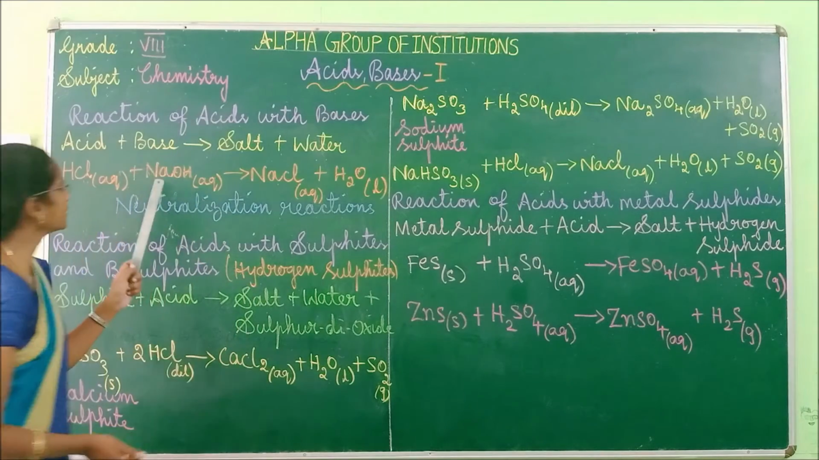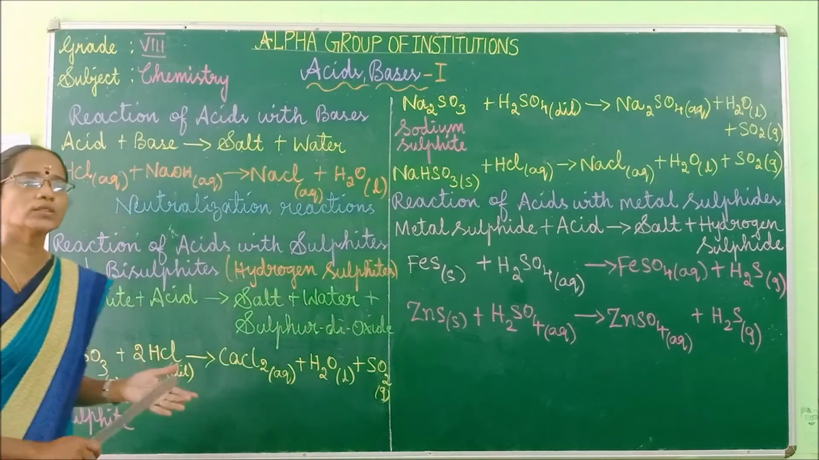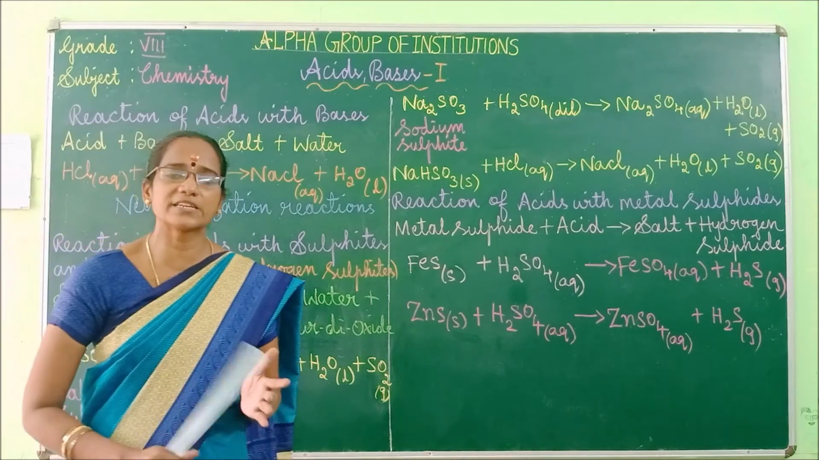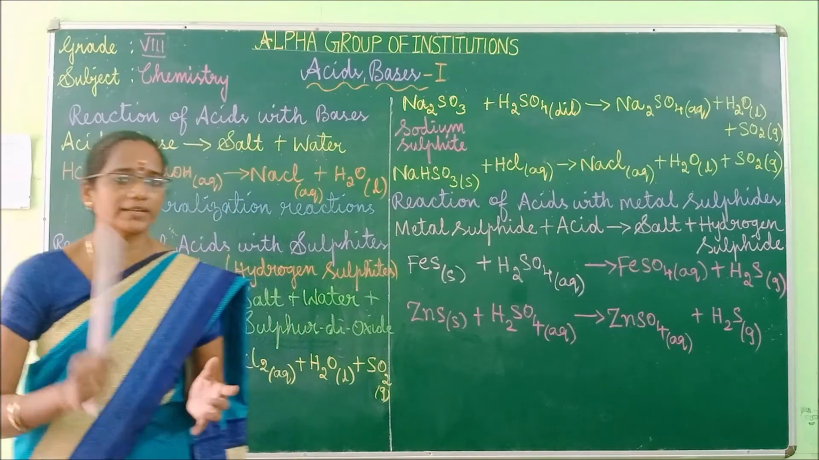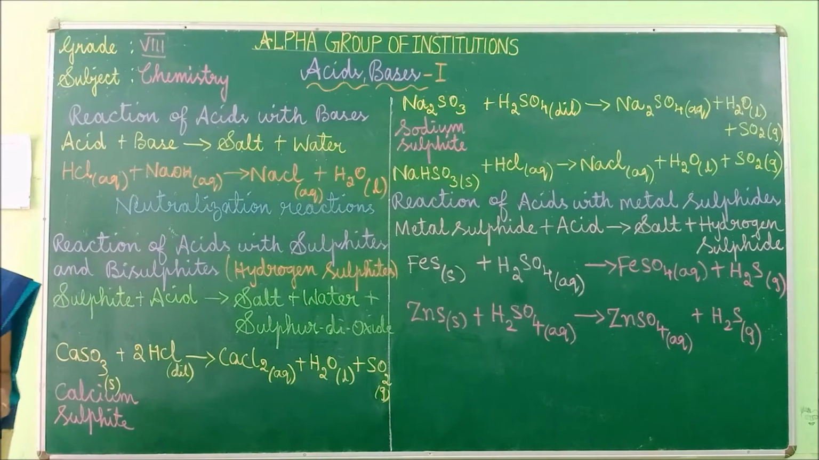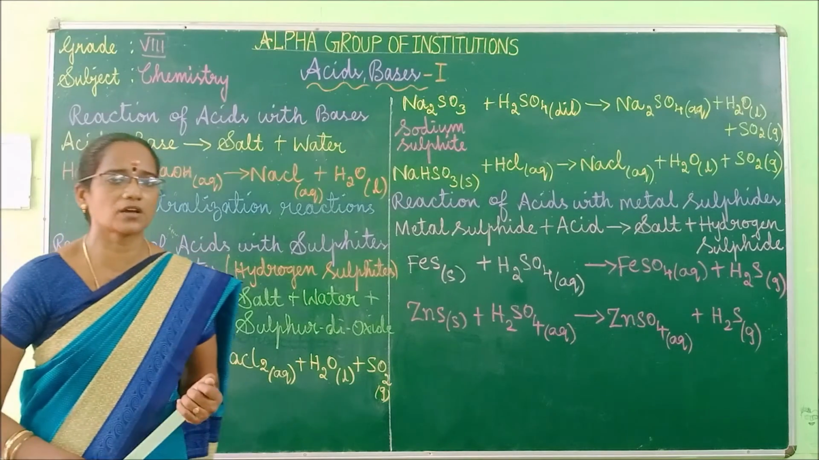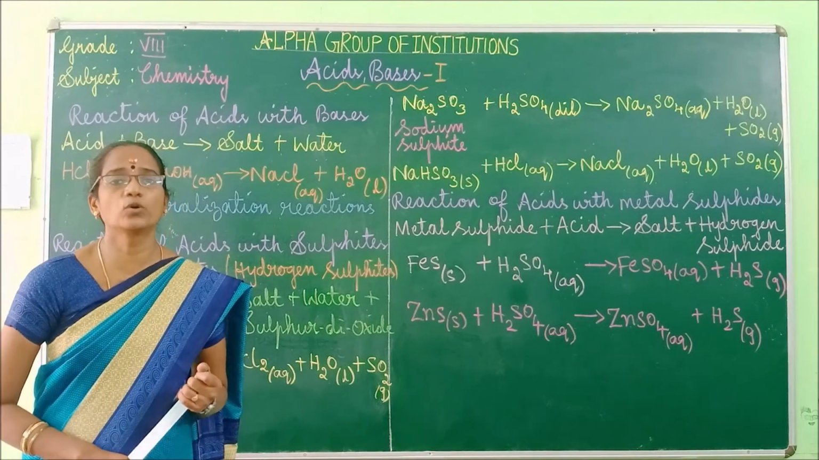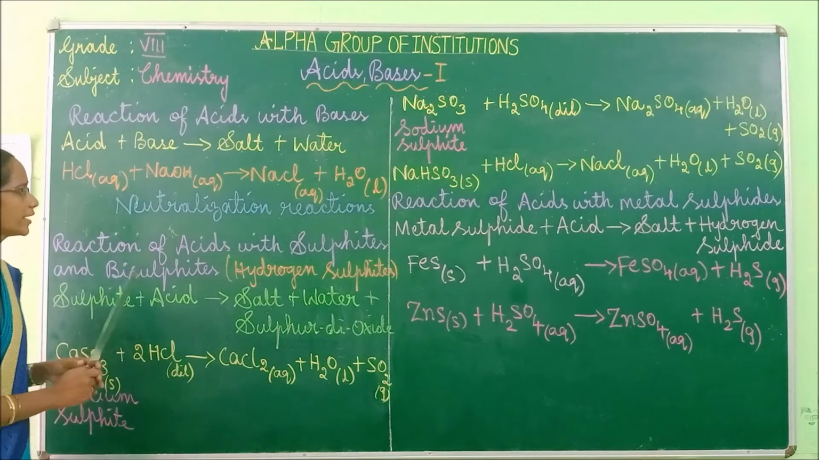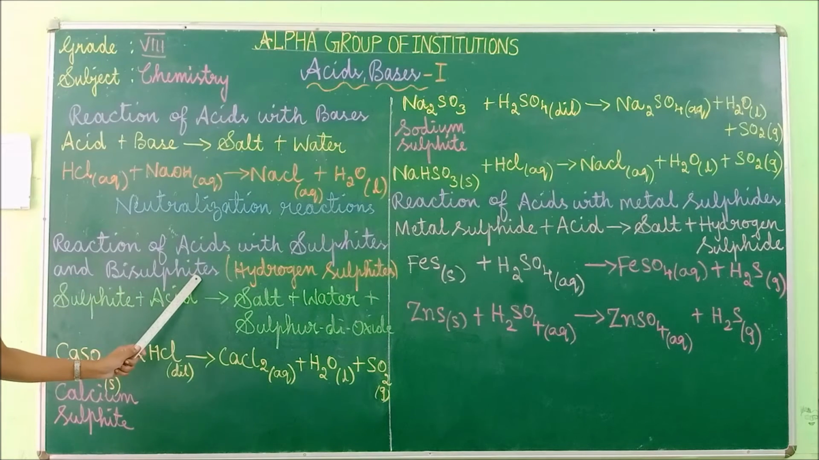Okay, so what are the things we saw now? Reaction of acids and bases. Both acids and bases react to produce salt. That is very important. During this, the acidity as well as basicity will be destroyed. These types of reactions are called what? Right, neutralization reactions. Next one, reaction of acids with sulfite and bisulfite or hydrogen sulfite.